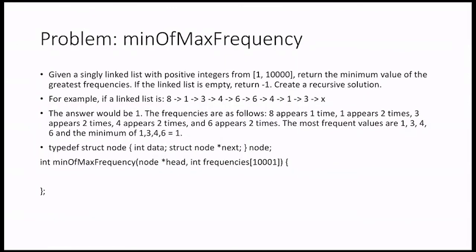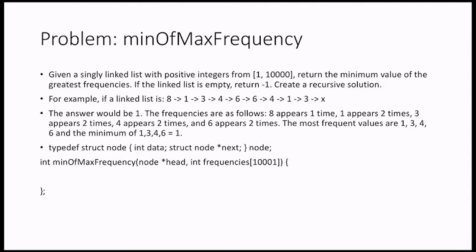And this is a problem that I came up with, I think like a day or two ago. So I want to see if anyone can give me any pointers on how to do this problem. So pretty much we have a singly linked list with positive integers from 1 to 10,000 inclusive. And you want to return the minimum value of the greatest frequency. So this one is going into recursion, it's going into linked list, and it's going into frequency array. So it's a kind of hard problem, but I want to see if anyone can do it. So I know we've done some pretty basic stuff, but this should be a good change of pace.